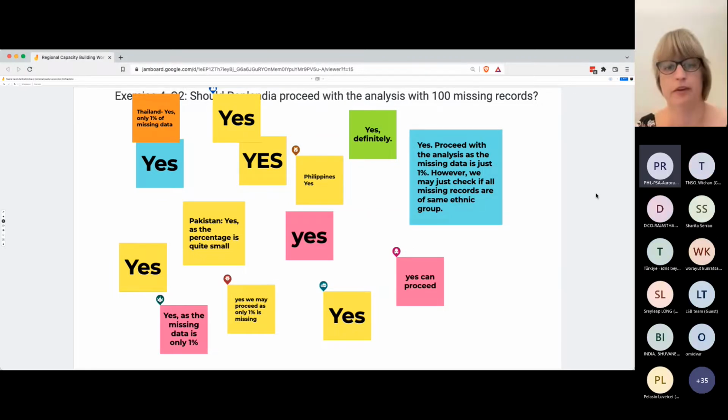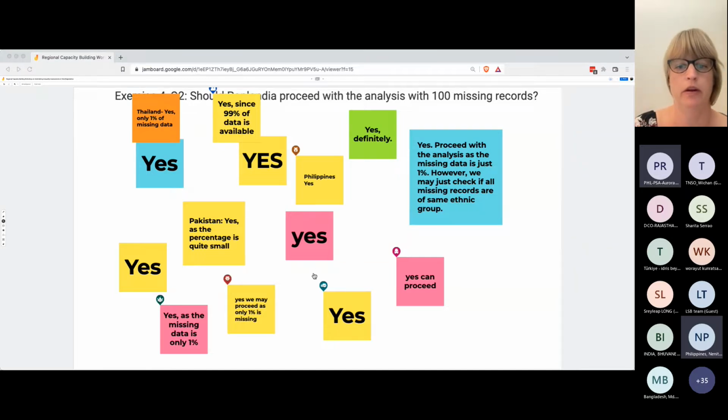Okay, fantastic. So I'm seeing lots of yeses. It's only 1% of the missing data. It's very small. And that's kind of what we're getting at. It's a very small number. We're not particularly concerned about that.